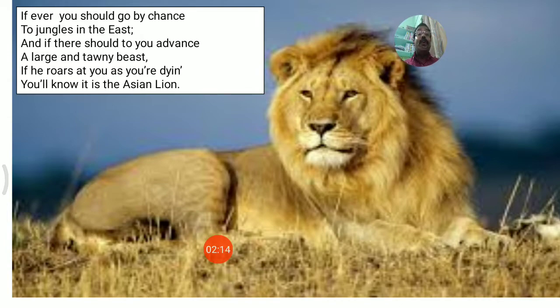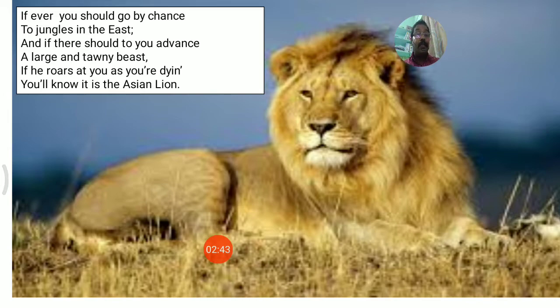If ever you should go by chance to the jungles in the east, and if there should you advance a large and tawny beast, if he roars at you as you're dying, you'll come to know it is the Asian lion. The poet says that if by chance you move through the jungles in the eastern part of the world, and there you find a very large and tawny beast approaching you. Tawny is a mixture of brown and yellow color.